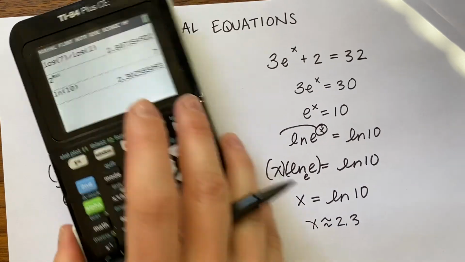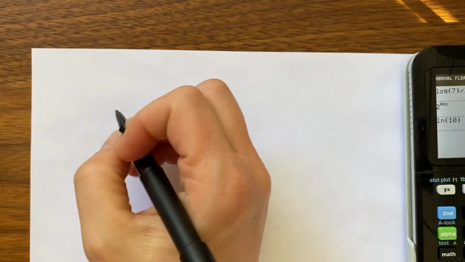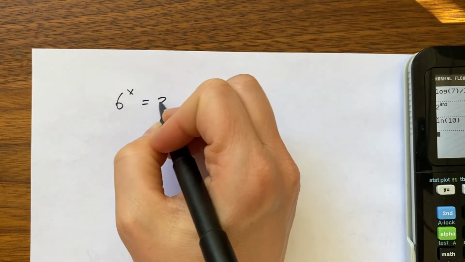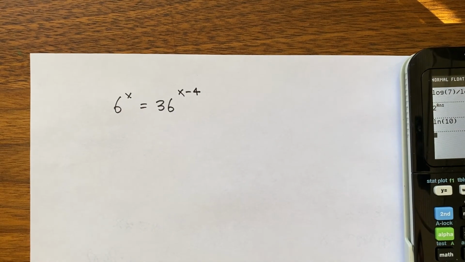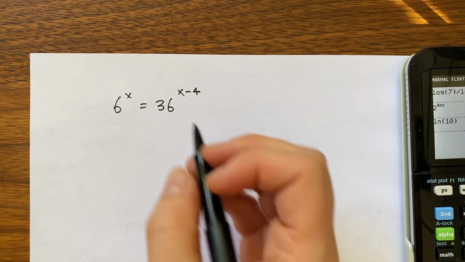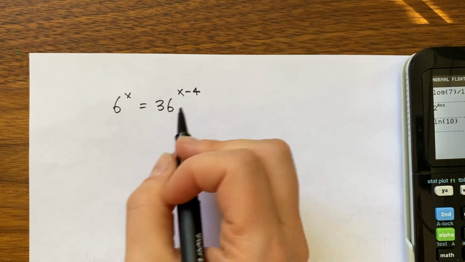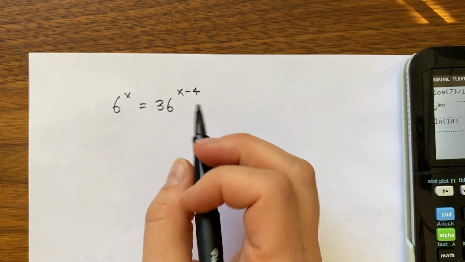We're going to go on to one more example. Let's say we have this problem. 6 to the x equals 36 to the x minus 4. This may seem slightly familiar. It might look a little bit like the last problem in our example set yesterday. Now, you might be tempted to do some logging on both sides, but we are not going to.